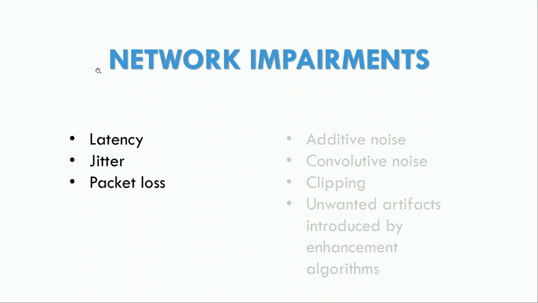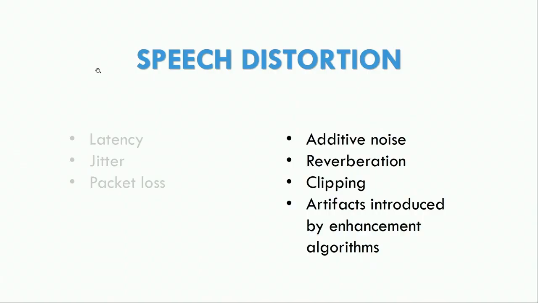So these are some of the possible examples of network impairments that can hinder a call or can compromise the quality of the audio: latency, jitter, packet loss. And on the signal side, you can have speech distortion, such as additive noise, reverberation, clipping. So all these kinds of artifacts can hinder communication based on audio.